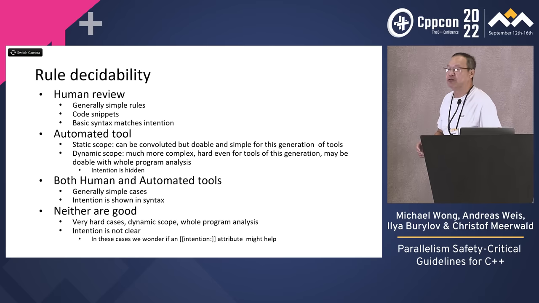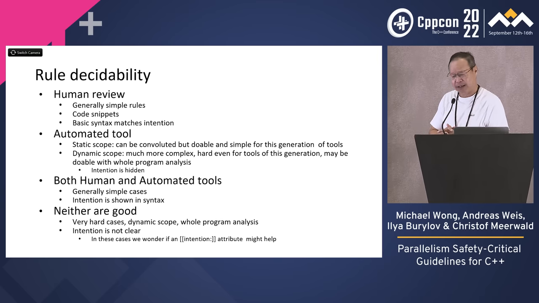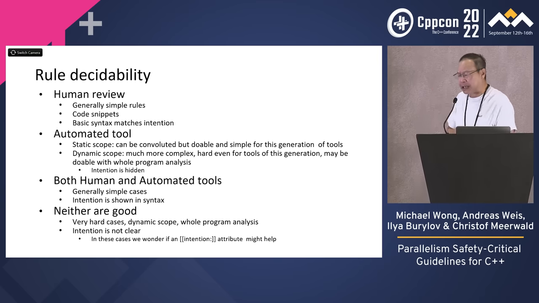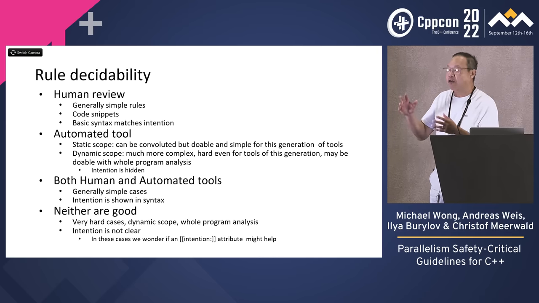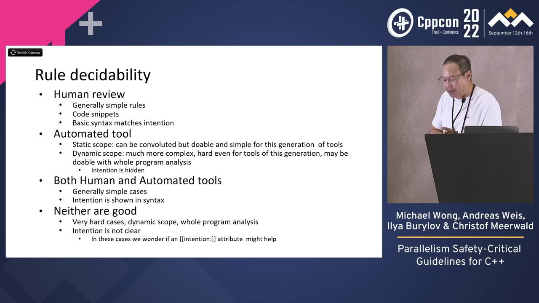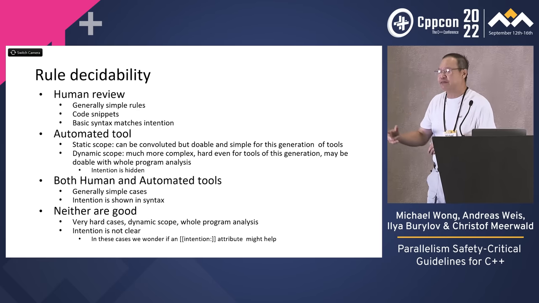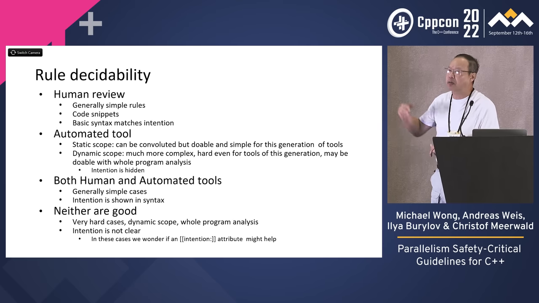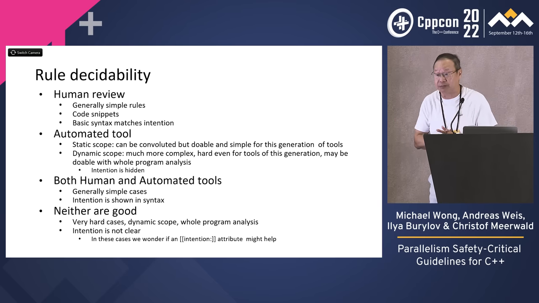Generally, human-reviewable rules are pretty simple rules. They have basic syntax that matches the intention of the syntax. Automated rules can do deeper things, like making sure you don't mistake an L for a one, because human eyes can fool you in those things. But they tend to be limited to static scope, like whatever is in your compilation unit. If you have to go to dynamic scope or whole program analysis, that requires another beast that is not really there yet. Not to say it can't be, but it is a bit of a problem, okay?